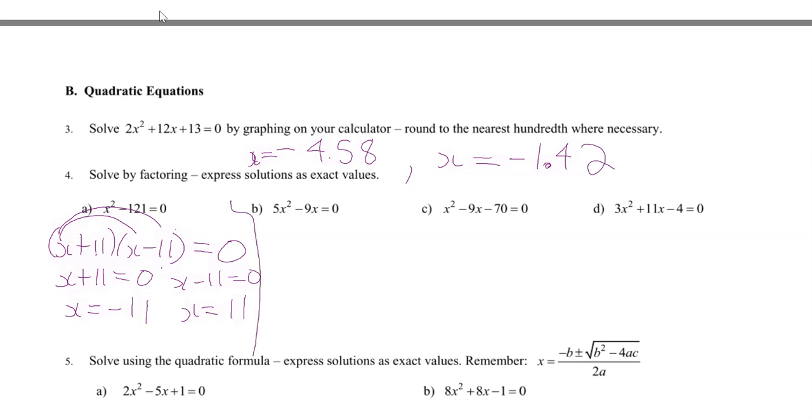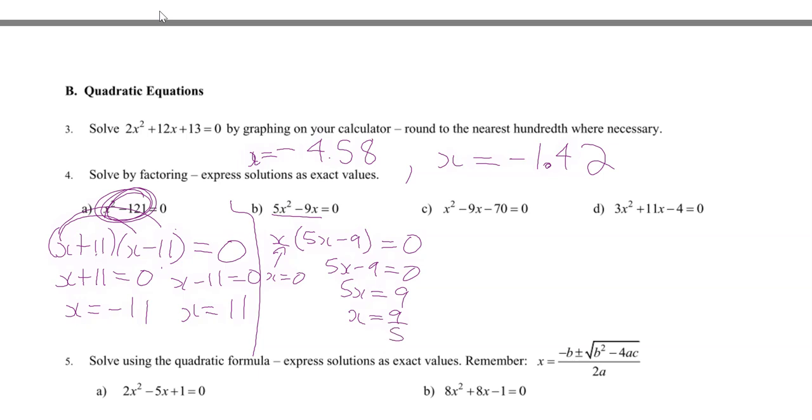So this only has x's in it, so we can factor an x out. It's only two terms, and it's only factoring with two terms. It's either a difference of squares, which is this guy, or there's a common factor, which in this case is the x. So either x equals 0, or 5x minus 9 equals 0. 5x is 9, and x is 9/5. So this has two solutions, 0 and 9/5.